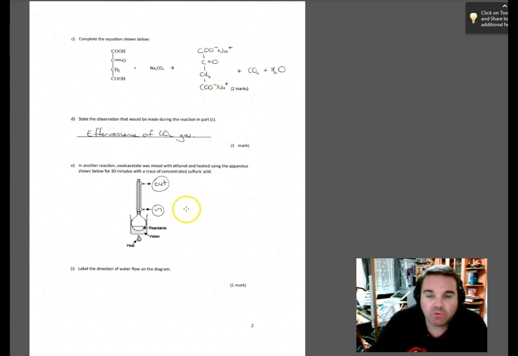Okay, and then what they're going to be doing in the next part of the question is then taking our oxaloacetate, which is a carboxylic acid, and they're going to be reacting with ethanol and heating using this apparatus here for 30 minutes with a trace of concentrated sulfuric acid. So hopefully you can see this is a reflux reaction. As soon as you see reflux and you see carboxylic acid and ethanol or an alcohol, you should think ester. So the question asks you to label the direction of water flow on the diagram. So you're going in at the bottom, out at the top always. Okay, so next page.